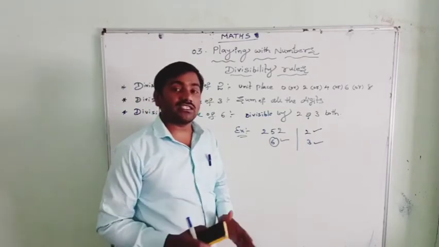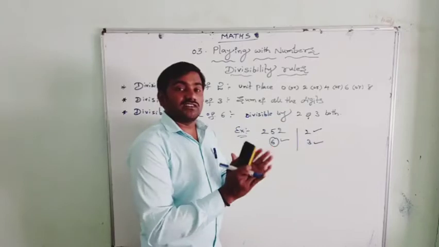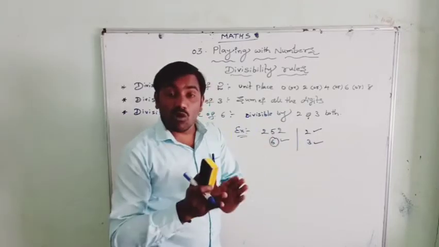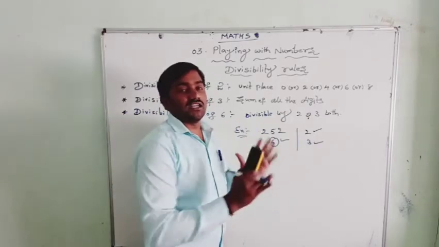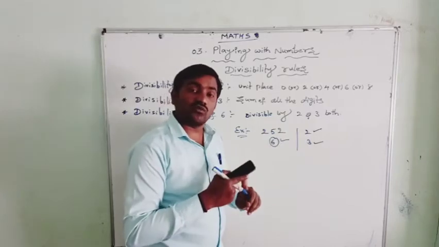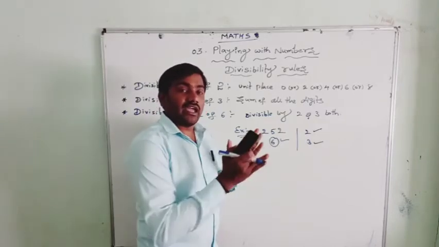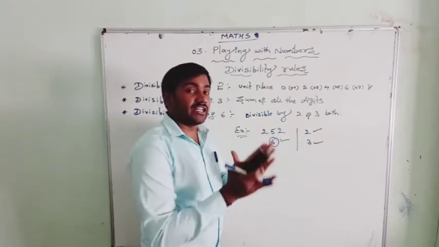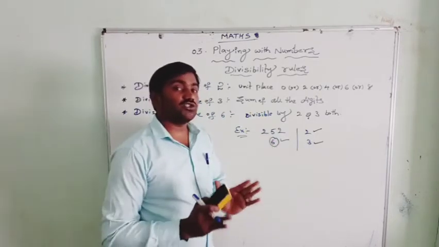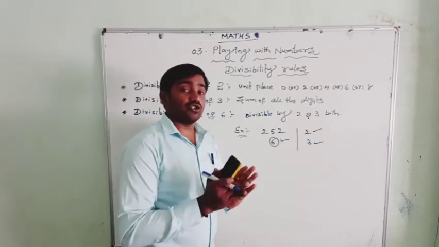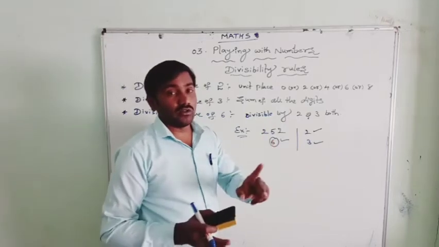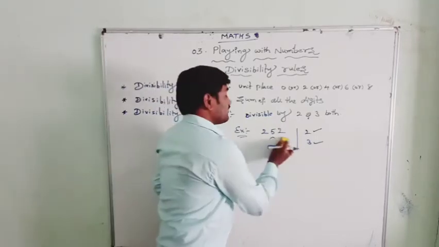So here we need to understand, if a given number is divisible by 2 and 3 both, then it is divisible by 6. Already we know the divisibility rule of 2 and the divisibility rule of 3, so easily we can identify whether a given number is divisible by 2 and 3 both or not. We must remember, the number should be divisible by 2 and 3 both, not only one. Let me give one example now.